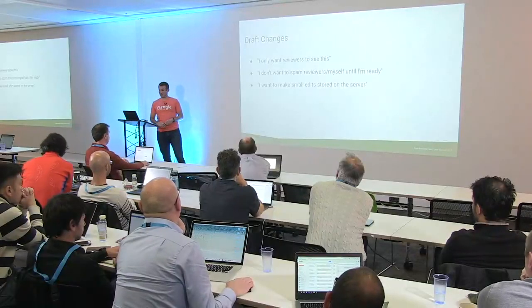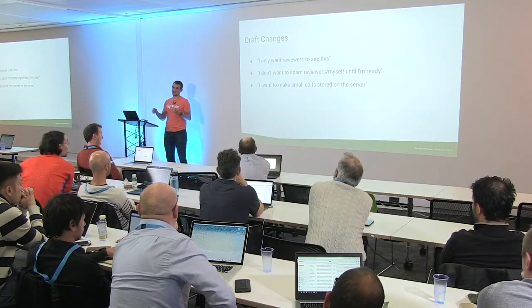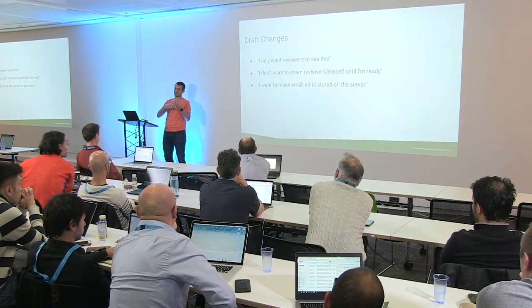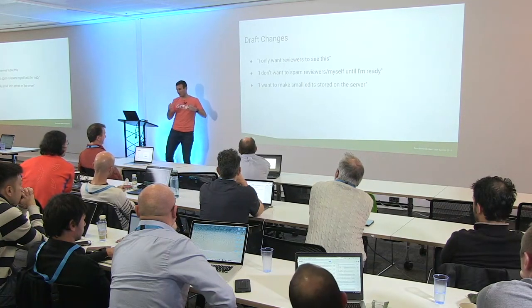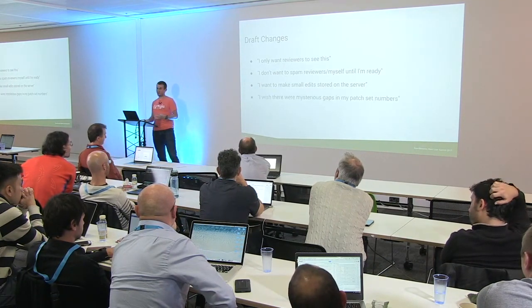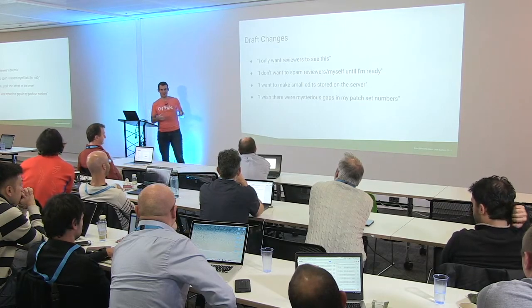Some people think that draft changes are like a visibility mechanism. You can say, I only want my reviewers to be able to see this and nobody else. You might also think that they're a way to say that this change is not yet ready for review, and I'm going to leave it in the draft state until it's ready for review. You might want to say, I want to make some small changes that are stored on the server and then rework those until they're ready. You might also wish there were more gaps in your patch set numbers.